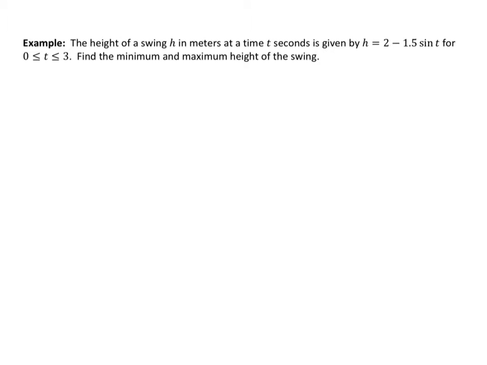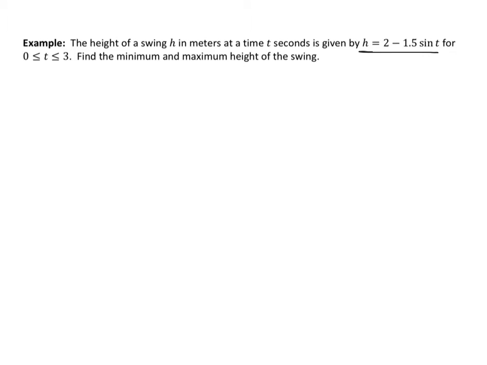So this first example says the height of a swing h in meters at a time t seconds is given by the function h equals 2 minus 1.5 sine t, for 0 less than or equal to t less than or equal to 3. Find the minimum and maximum height of the swing.